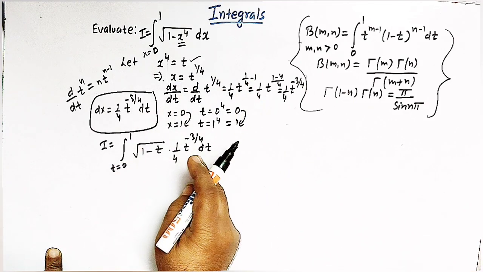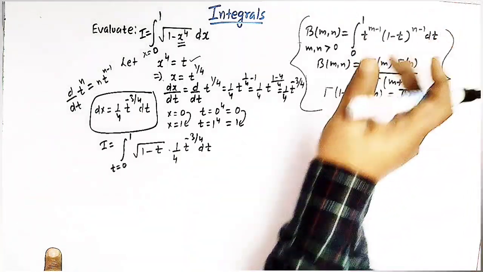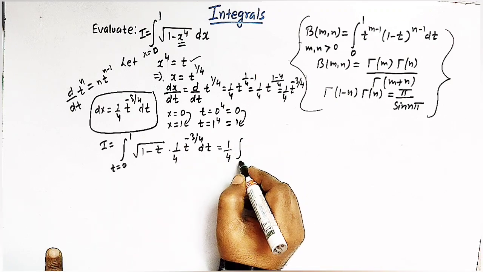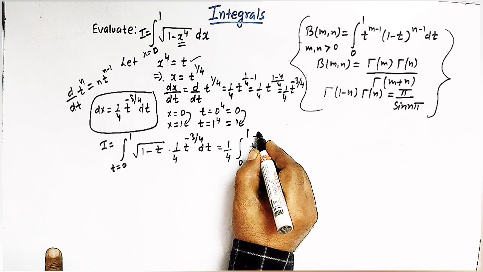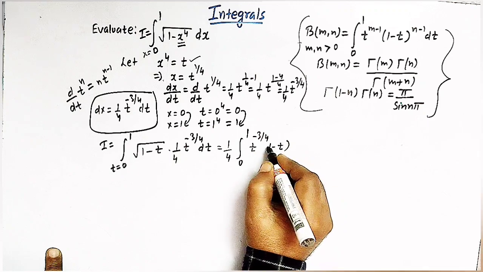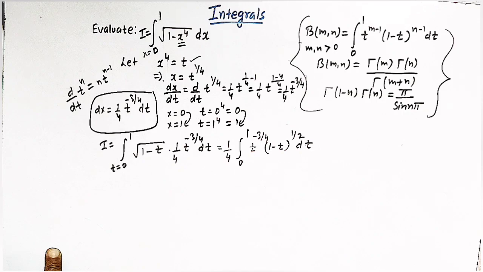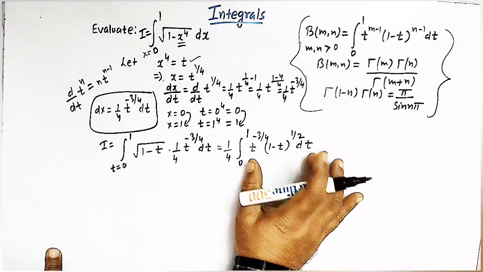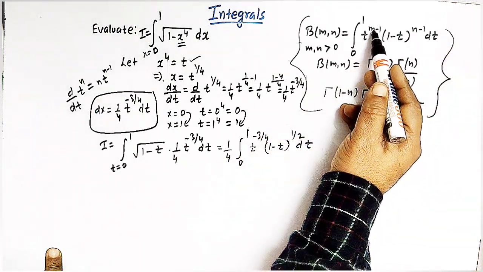So let us rearrange the terms so that we can form this type of integral, right? So we can take 1 by 4 outside the integral, and we have 0 to 1, and here we can write t raised to minus 3 by 4, and square root of 1 minus t can be written as 1 minus t raised to half, and here we have dt, right? Okay, now here let us compare this integral with this one. Here we have 0 to 1, and here we have t raised to m minus 1.